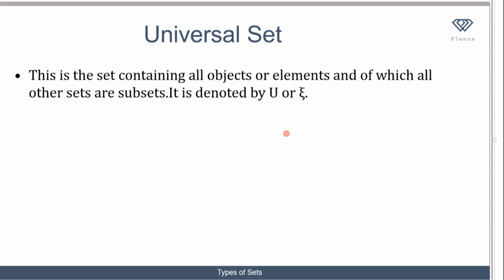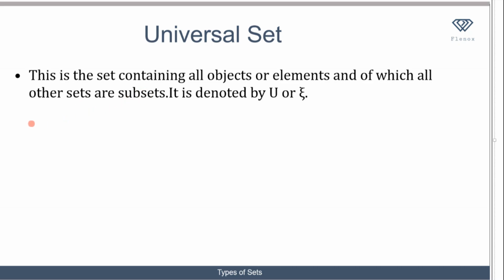What about the universal set? This is the set containing all objects or elements, of which all other sets are subsets. So what does it mean? When I mention the word universe, what comes to mind? The universe is the founding matter in which every matter is contained. For example, in the universe you have the sun, the stars, you have our planet. In the same sense, the universal set is like the biggest level of set from which all other subsets or smaller sets can be extracted.